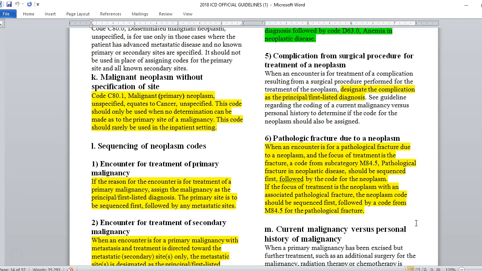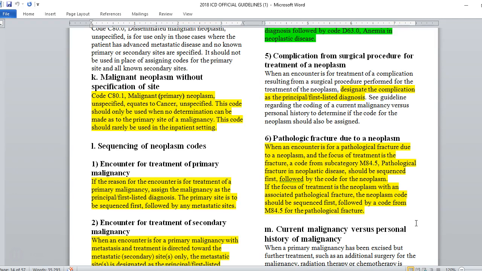So, when an encounter is for a pathological fracture due to a neoplasm, and the focus of treatment is the fracture, a code from subcategory M84.5, pathological fracture and neoplastic disease, should be sequenced first, followed by the code for the neoplasm. However, if the focus of the treatment is the neoplasm with an associated pathological fracture, the neoplasm code should be sequenced first, followed by a code from M84.5 for the pathologic fracture.